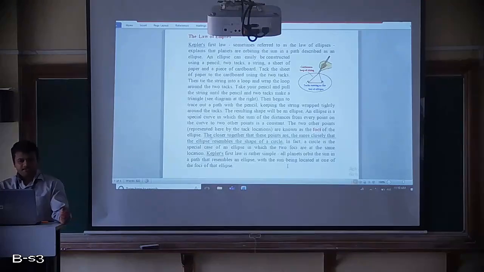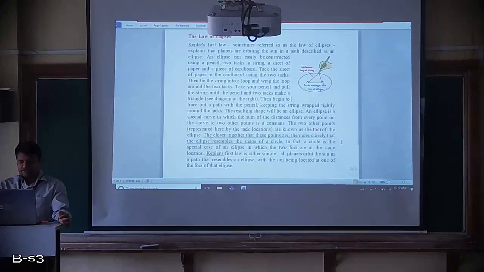So what is happening here? The sum of the distances from every point on the curve to two other points is constant. For example, one point is here, and the distance from the point to tack 1 plus the distance from the point to tack 2 will be constant. It will not change. You take any point on the curve, and this will remain constant. So the sum of the distances between any point on the curve and the two different points will remain constant.